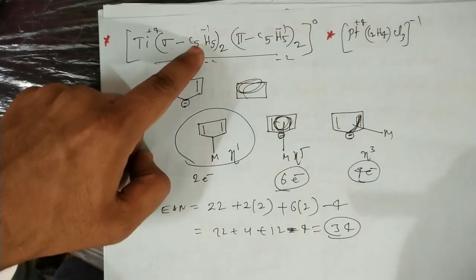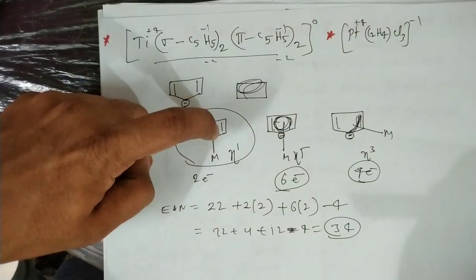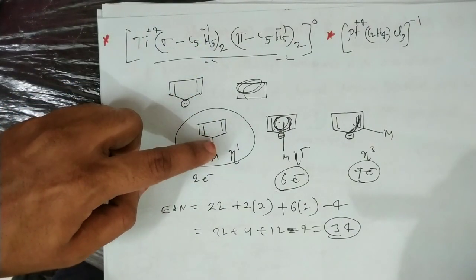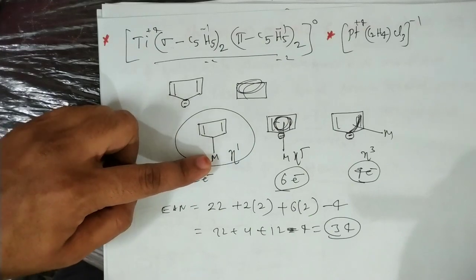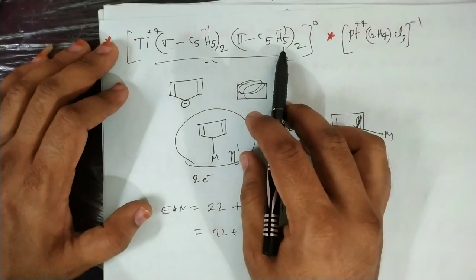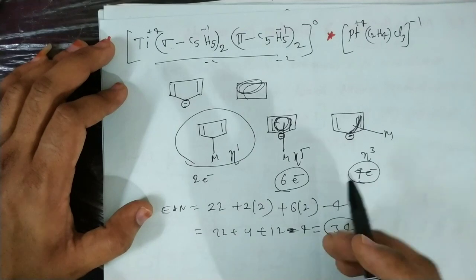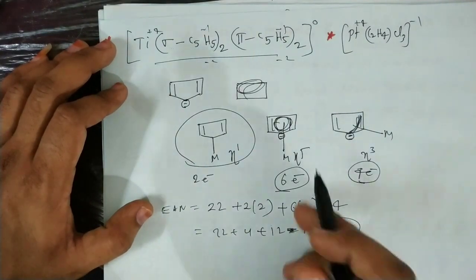So the effective atomic number for this complex compound is 34. Okay, because the sigma ring is bonding with the metal directly through 1 carbon, it is a 2 electron donor. The pi C5H5 is a 6 electron donor, bonding with 5 carbons. Okay, that's it.